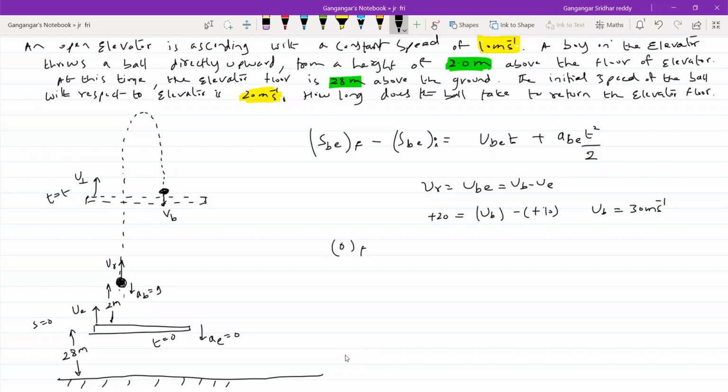So let's substitute. This will be 0. Both will be at the same position, no? Sorry, this will be 2. Velocity of ball, 0. It is like this. UB will be plus 30. Velocity of elevator will be plus 10. Why positive sign for them? Upward direction, let me take positive. I'll give some different color.